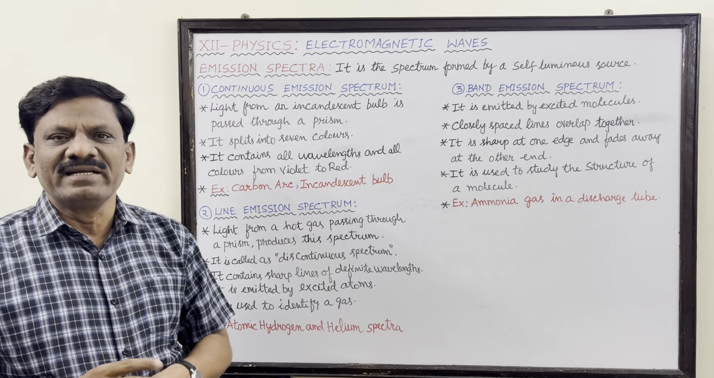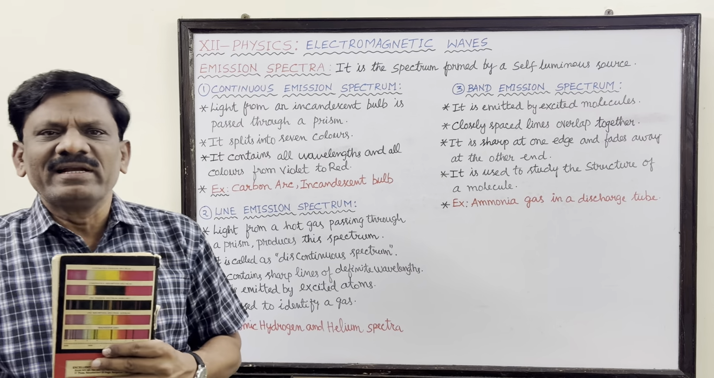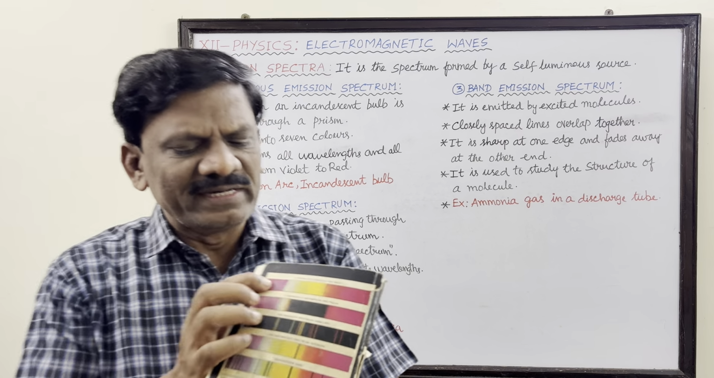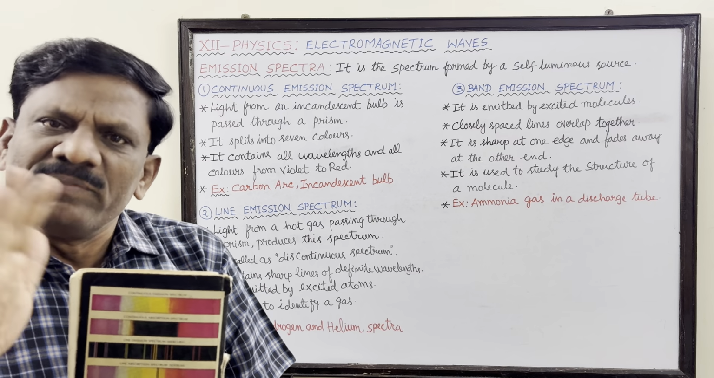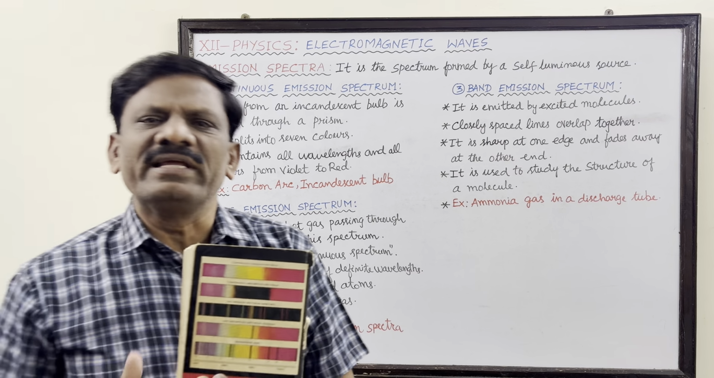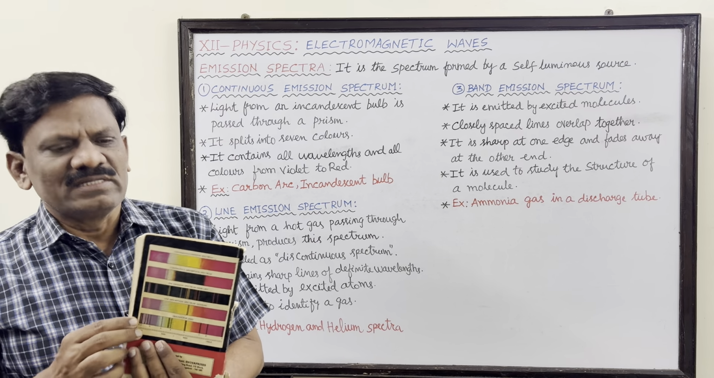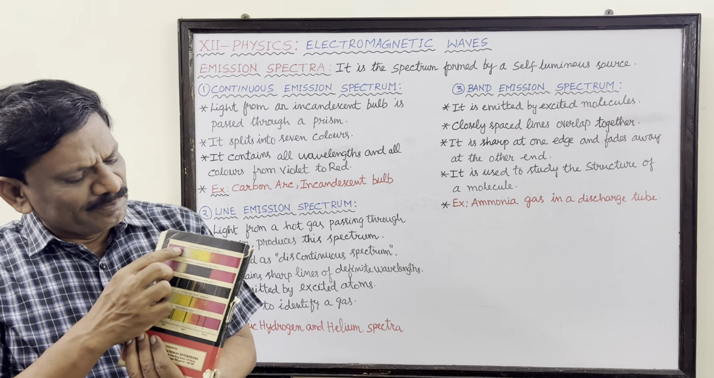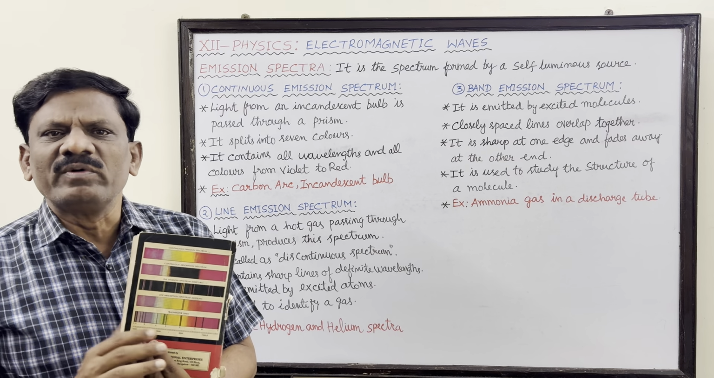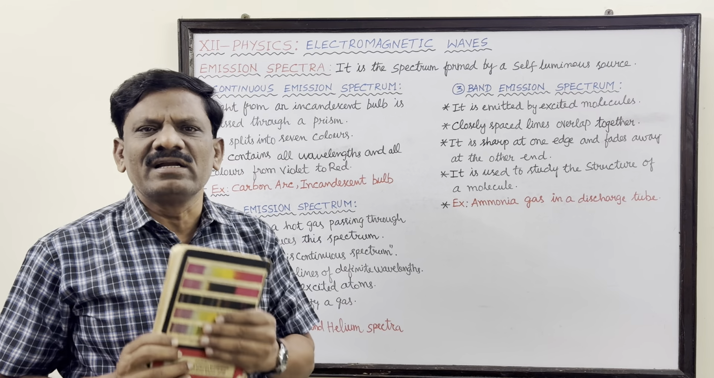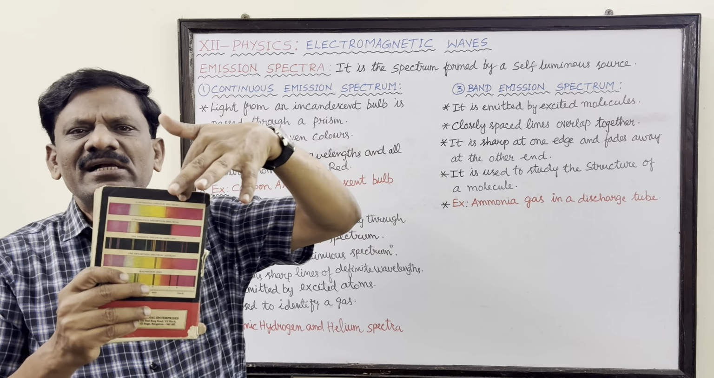But here, why is it getting the name continuous? Because before the violet color ends, indigo will start. So one color will superimpose with the next color without any boundary. That is why it is called continuous. Before indigo completes, the next color, blue, begins. So two colors superimpose over each other at the boundary. The first picture you are seeing here is a continuous emission spectrum.